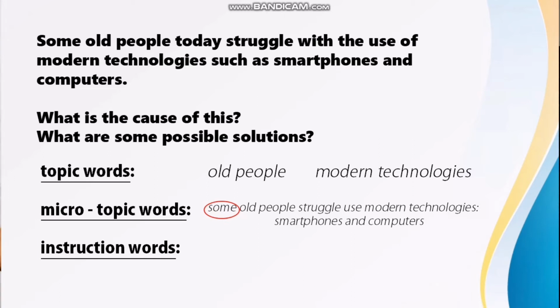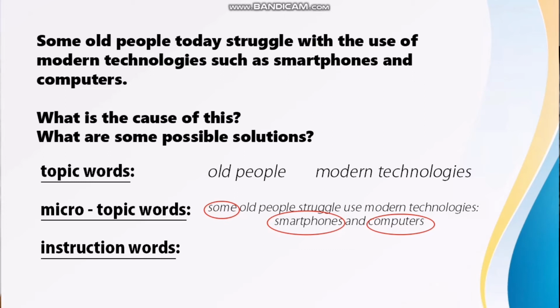And it says there, old people, so you are not going to talk about young people being better than old people at using these modern technologies, right? Also, they mention modern technologies such as smartphones and computers. But if you are going to include televisions or modern appliances, still it will not be relevant to your question.